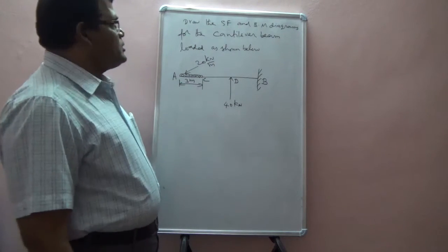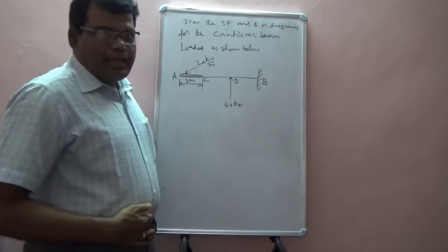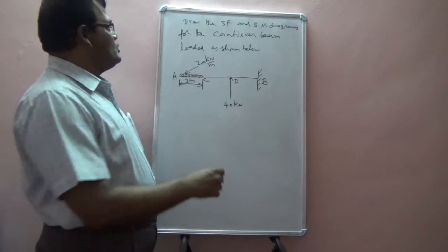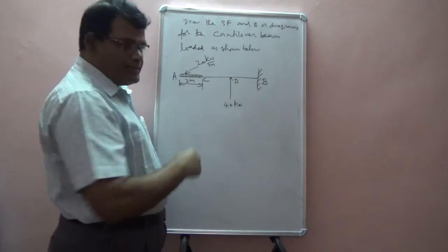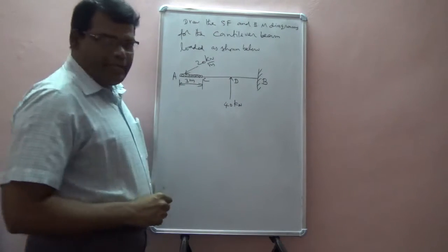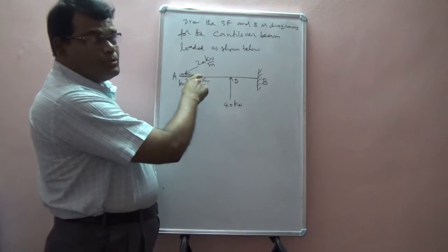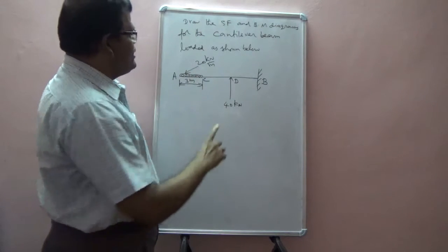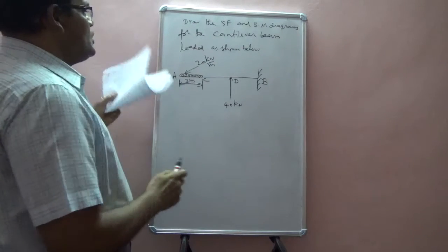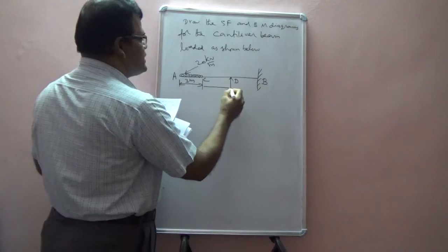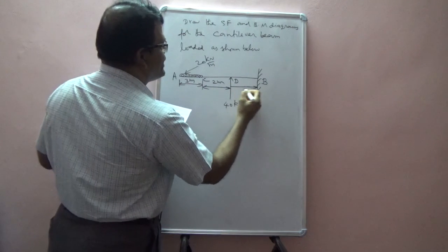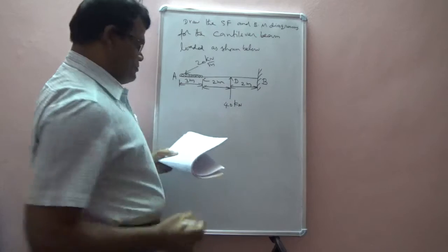Hello everyone. So today I am going to explain how to draw the shear force and bending moment diagram for a cantilever beam loaded as shown in this diagram. So the right end is fixed, the left end is free. It has a uniformly distributed load of 20 kN per meter and a point load at D, which is about 40 kN. So the distance is like this.